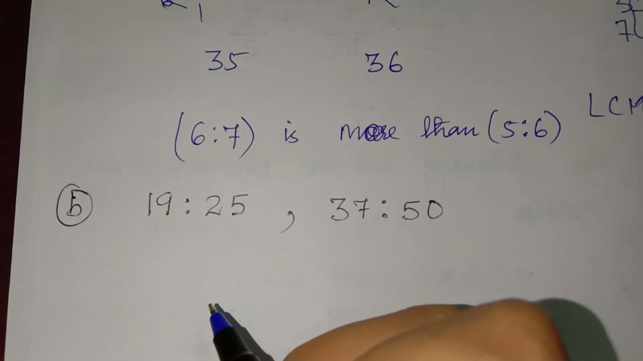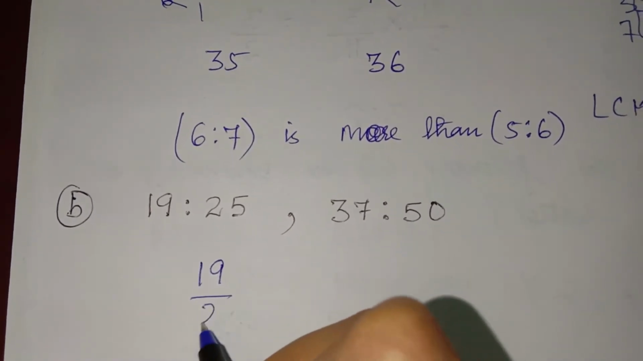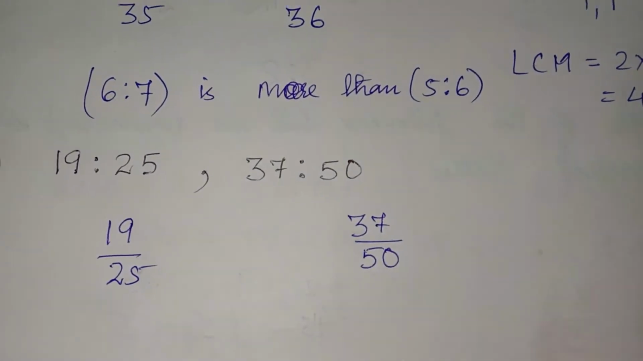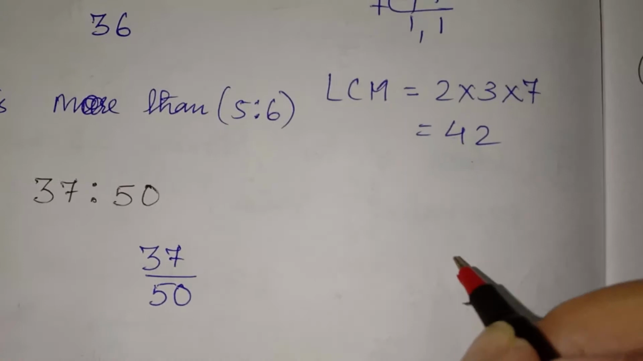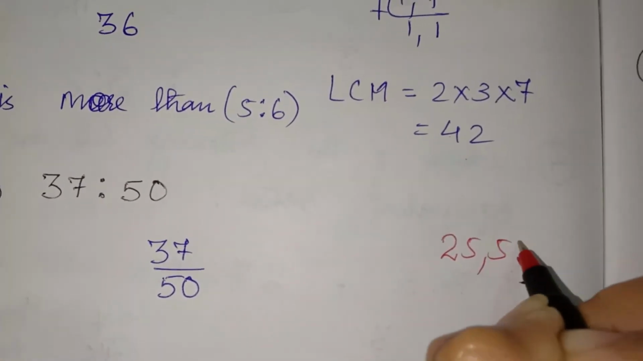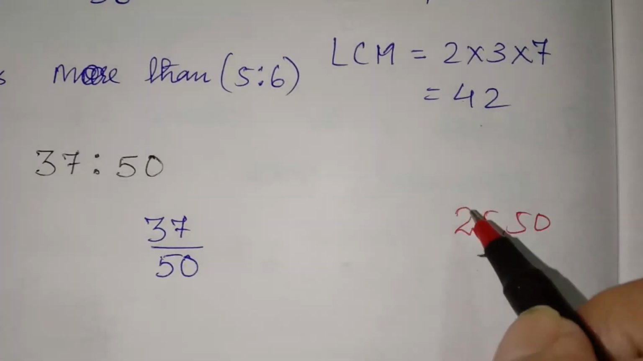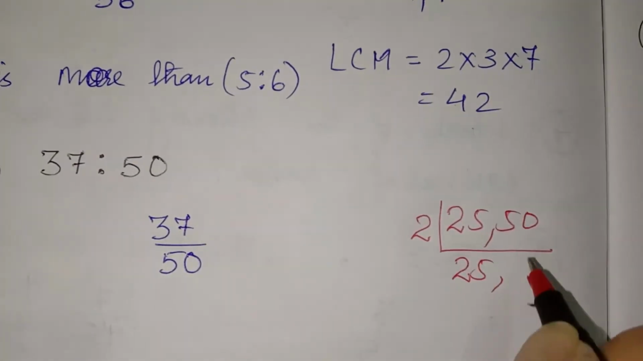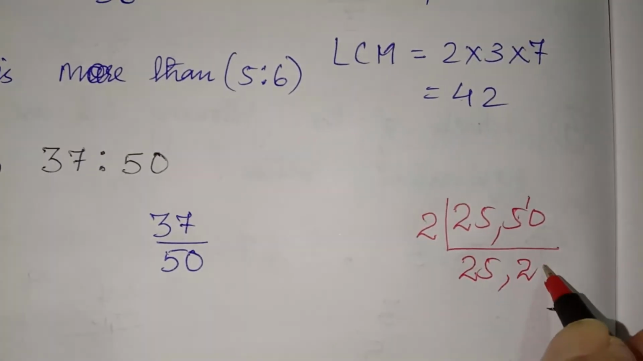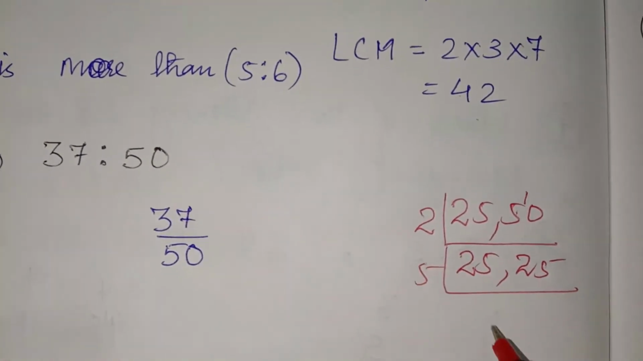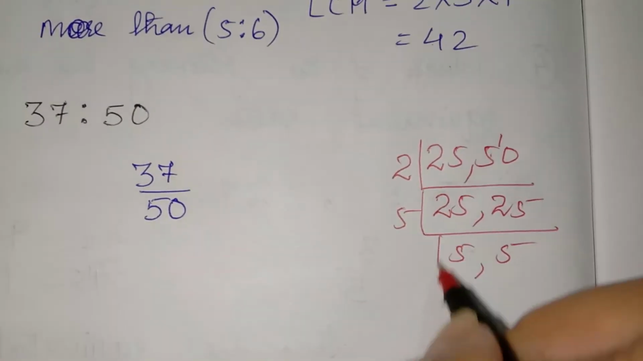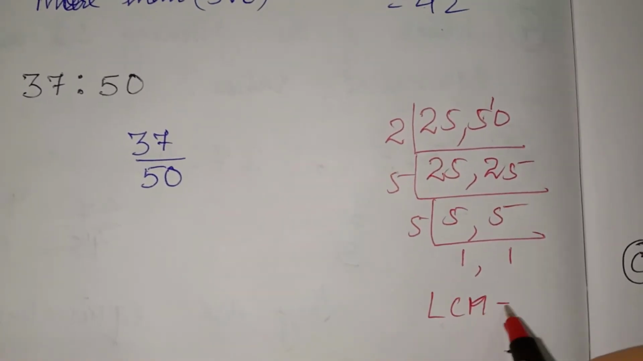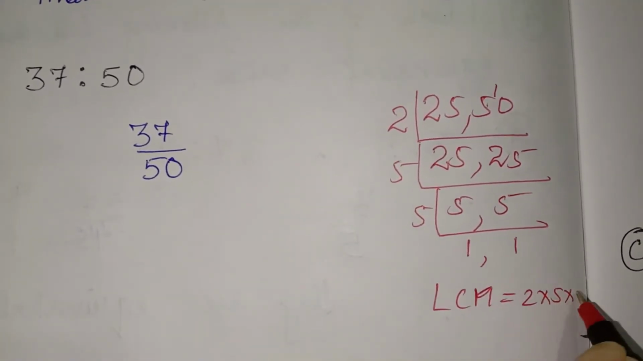Now next one is 19 by 25 and another one is 37 by 50. Again we will find the LCM of 25 and 50. So this is even number, so we can divide by 2. 2 can't divide 25, so write here 25. 2 2s are 4, 2 5s are 10. So we will do with 5. 5 5s are 25, 5 5s are 25. 5 1s are 5, 5 1s are 5. So LCM is equal to 2 into 5 into 5.